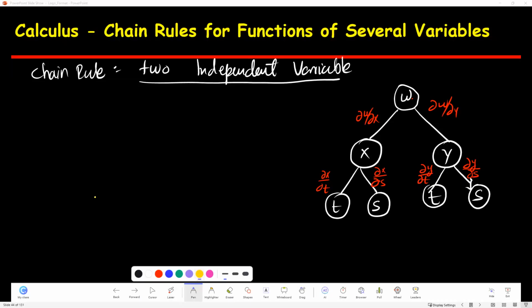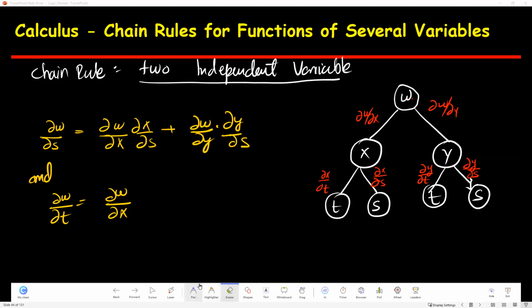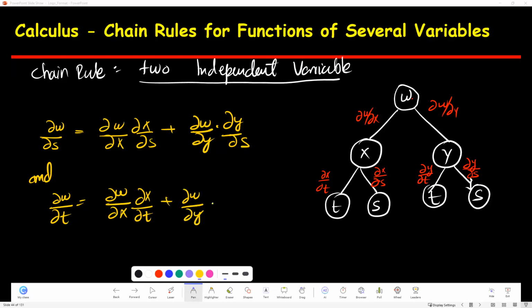If I want to write here, this whole thing is going to be, so it's going to be 2, by dw over dt, it should be the same old one, the one we used to write.